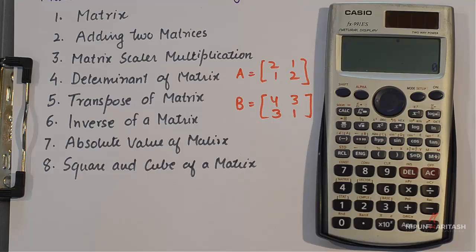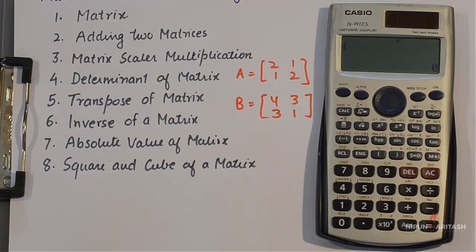In this episode we are going to learn matrix calculations using the Casio Fx-991ES calculator. In this tutorial we are going to learn how to put values in matrices, how to add two matrices, then we'll perform scalar multiplication on a matrix. Then we'll find the determinant of a matrix, the transpose of a matrix. Finally, we'll find the inverse of a matrix. And lastly, we'll find square and cube roots, square and cubes of a matrix.